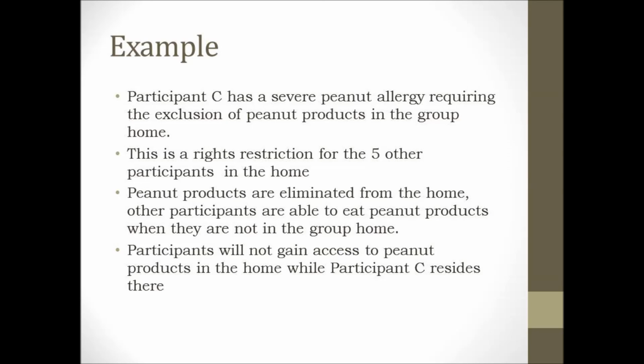Participant C has a severe peanut allergy requiring the exclusion of all peanut products in the group home or in the classroom. This is actually a rights restriction for everyone else in that group home. So, in order for peanut products to be eliminated from the home, this would go to HRC, who would approve this, and because this is a pretty severe risk, it would definitely be approved. The other participants would be able to eat the peanut products when they're not in the group home.